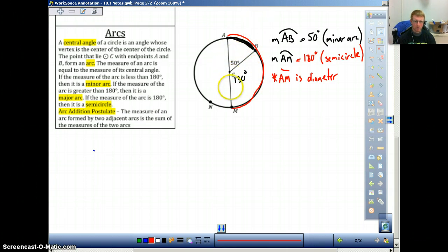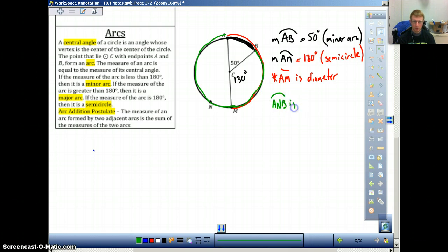So then what we want to do is label what the rest of this is. If we're going to do a major arc, something that's over 180 degrees, we want to name it with three letters. That makes it a lot easier so we know which direction we're going in. So this is going to go all the way around. So we have A, N, B. So arc ANB.